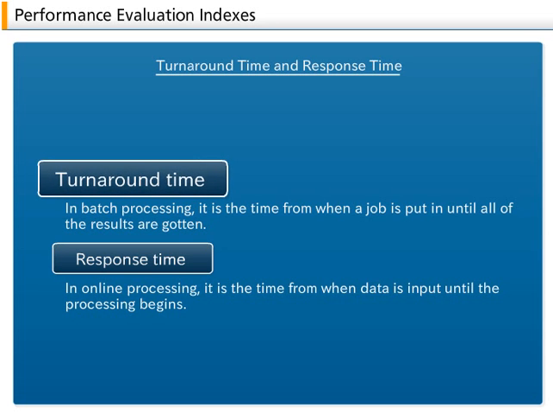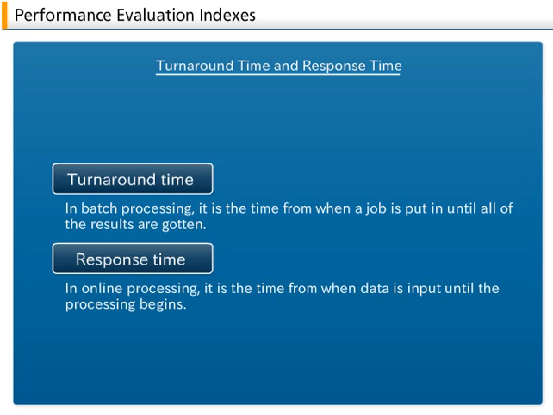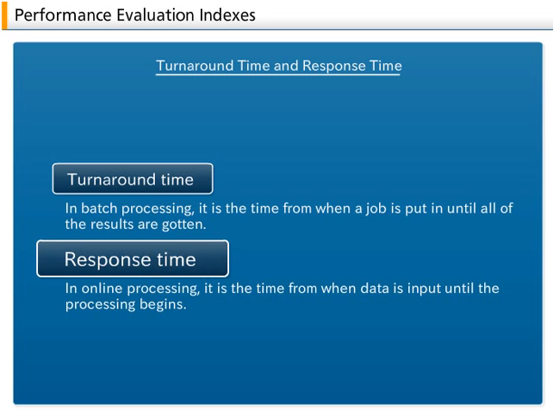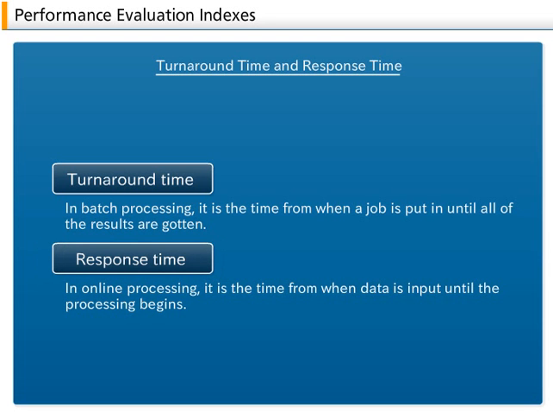2. Turnaround time and response time. The time that elapses after a processing request has been sent to the system until a final result is gotten. The smaller the value, the better the performance. In batch processing, the turnaround time is the time from when a job is put in until all of the results are gotten. Response time in online processing is the time from when data is input until the processing begins.